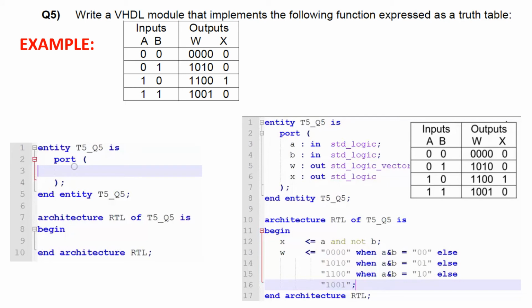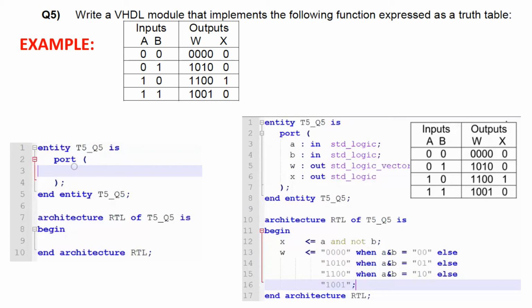In this question you are given another example, but in terms of a truth table. So what you need to do is write the VHDL module for that. Your first task is to identify your entity. If you look here, you have two inputs, A and B, and you have two outputs, W and X. So you need to write the entity part and later on your architecture. For this input you will be expecting this kind of output. So how can we write it?